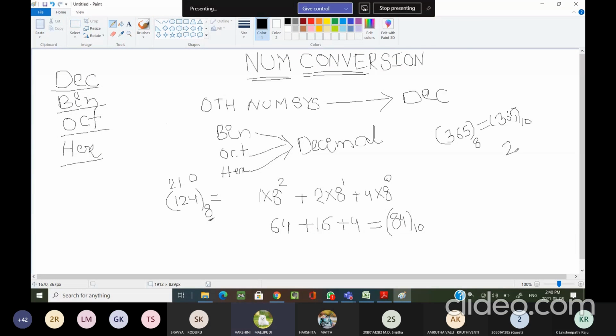Roll number 85, what is your answer? 365 to the base 10. Your answer is what I have written on the screen. Now, roll number 95, what is your answer? 245 of base 10, sir. Okay, 245 of base 10. Now, roll number A5: 245 base 10, sir.